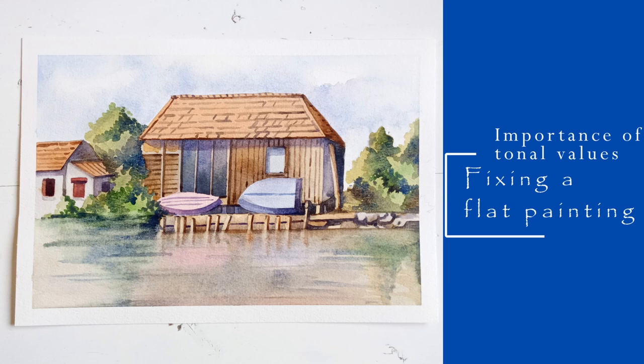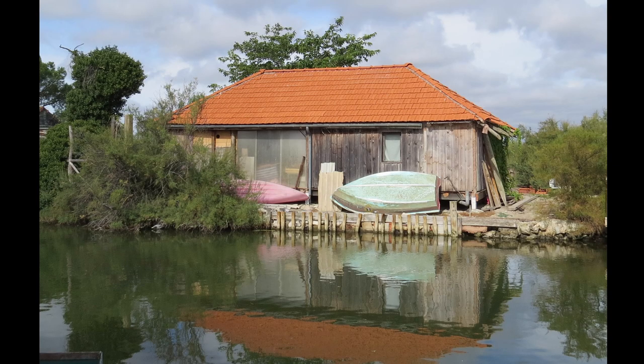Ever find yourself staring at a painting wondering why it's so flat? Well, you're not alone. Some people blame it on being too frugal with paint. But for me, I find it's usually a matter of getting those tonal values just right. So in today's video, I'm going to walk you through how to fix a flat painting and transform it into something with more depth. For this purpose, I've chosen a simple fisherman cabin as our subject.